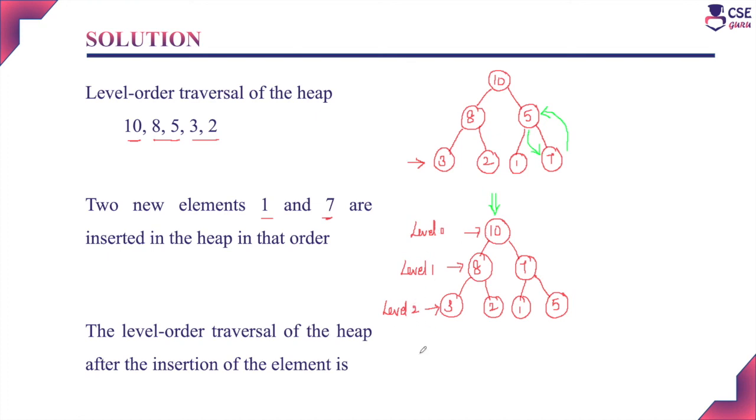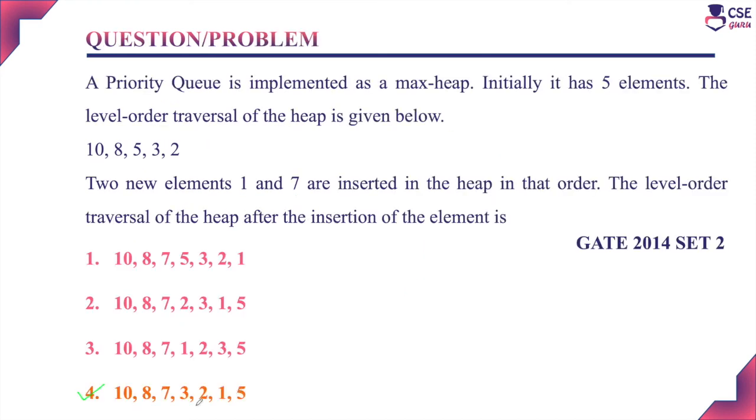So first 10 will be printed. Then level 1 nodes, that is 8 and 7. Next level 2 nodes from left to right, 3, 2, 1, 5. So if you are considering, this is the level order traversal of the max heap after inserting 1 and 7. So 10, 8, 7, 3, 2, 1 and 5. So answer is 4.